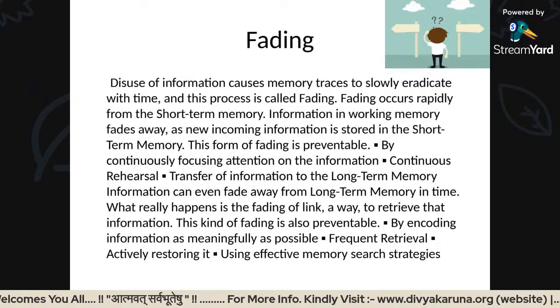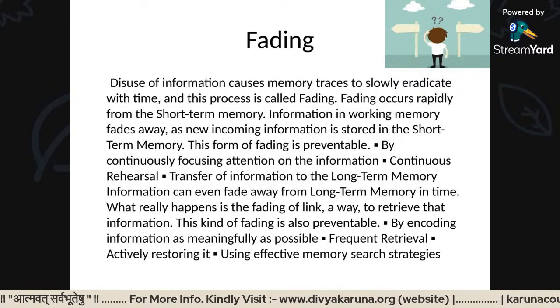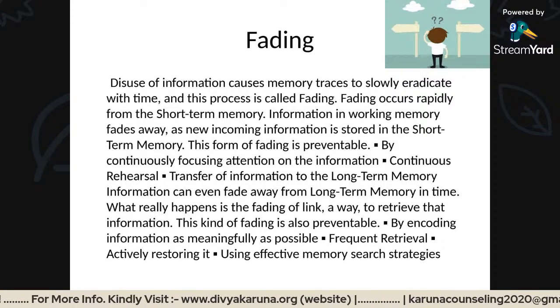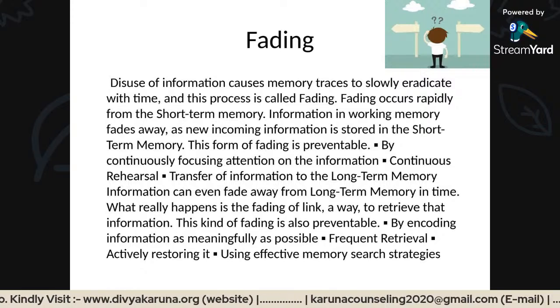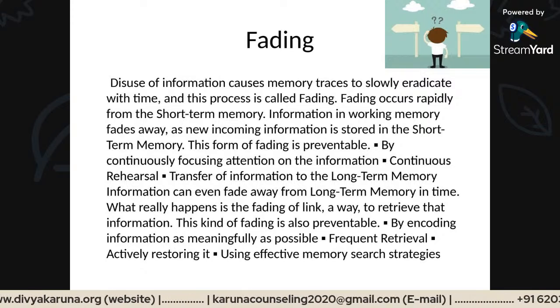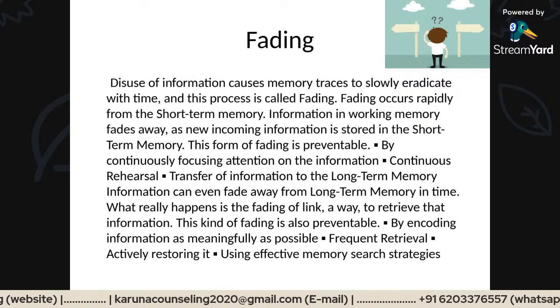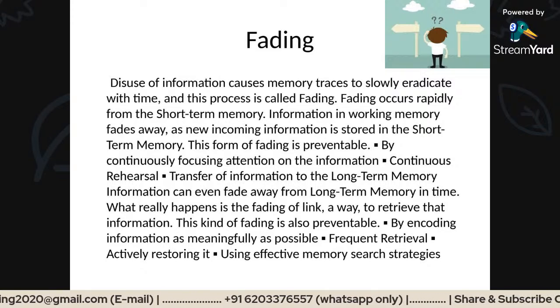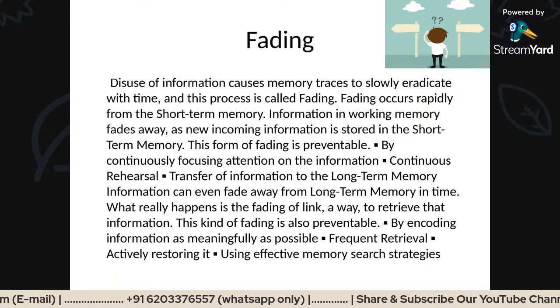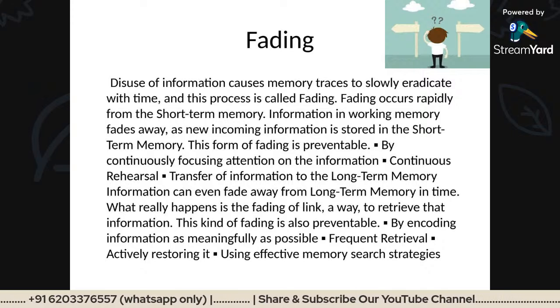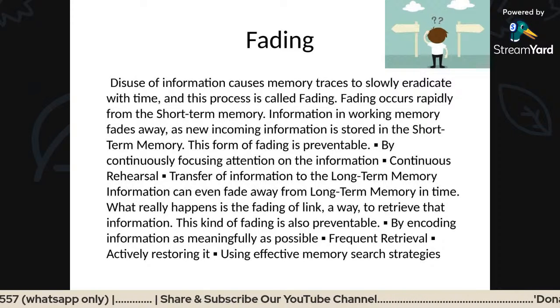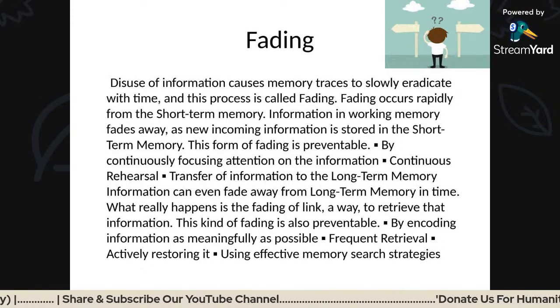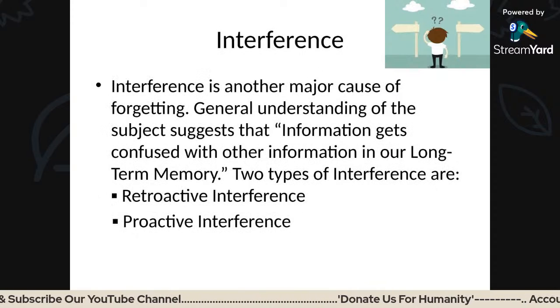Information can even fade away from long-term memory in time. What really happens is the fading of the link, a way to retrieve that information. This kind of fading is also preventable by encoding information as meaningfully as possible, frequent retrieval, and actively restoring it using effective memory search strategies.